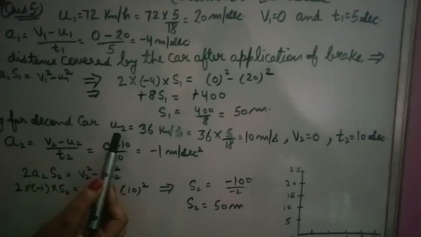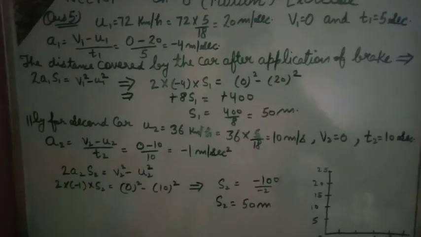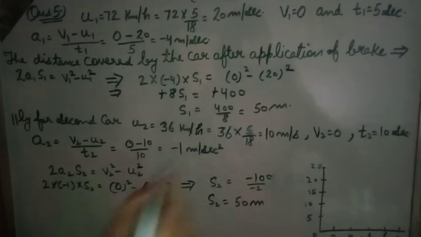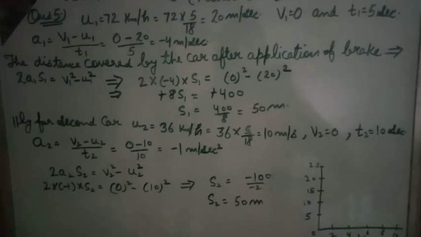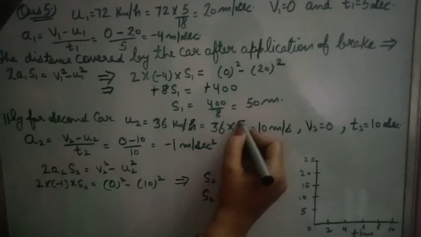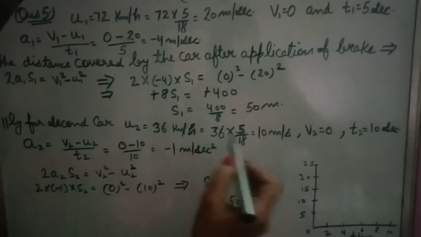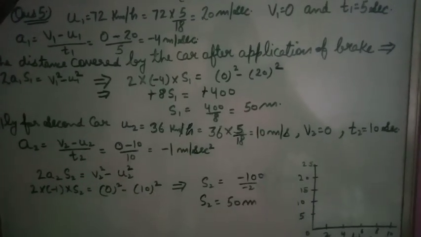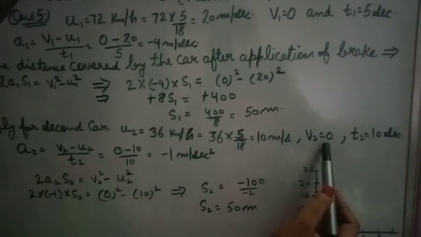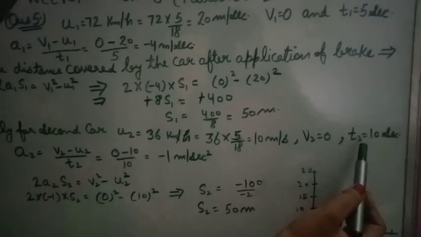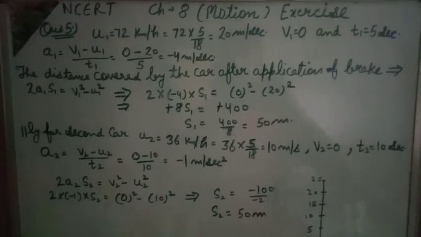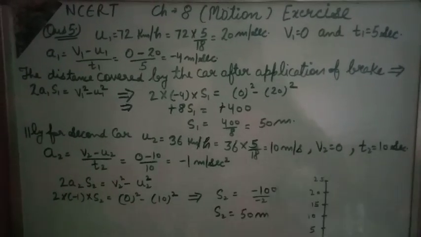Similarly, for the second case, after applying the brake, I have to find out the distance. For the second case, the initial speed of my car is 36 km per hour, and I will convert this kilometer per hour into meter per second. 36 into 5 by 18, so I will be left with the initial speed of my car being 10 meters per second. And finally, again my car is coming to the position of rest, so v2 is equal to 0, and the time taken will be 10 seconds.